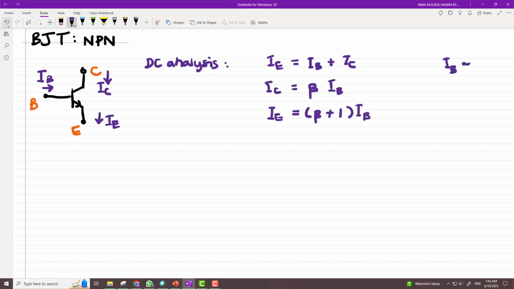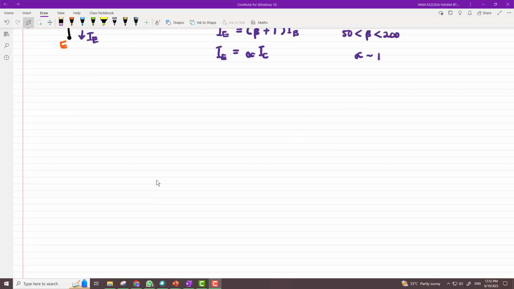IB is usually very small, around microamps. IE and IC are usually in the milliamp region. If I want to relate IE to IC, IC is equal to alpha IE, where alpha is the common base multiplication factor, and alpha is very close to 1, while beta is usually bigger than 50, less than 200 maybe, for a BJT. That's DC analysis. Now let's look at AC analysis.